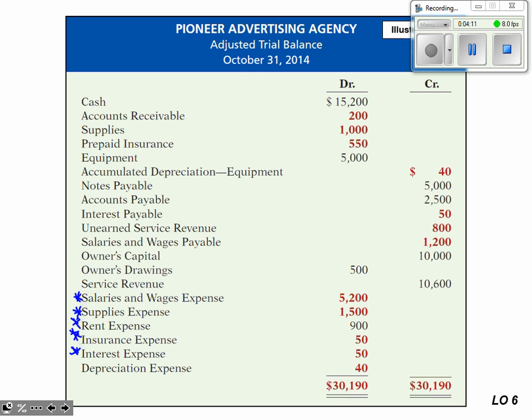The reason there's some things in red is that they changed. Supplies changed from whatever we purchased them initially down to $1,000, and as a result, we have to have an expense account to go with that. So it's basically the same format, it's just adding some accounts and the numbers are going to be different.